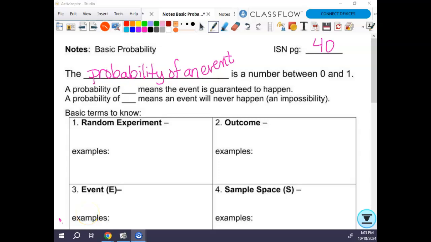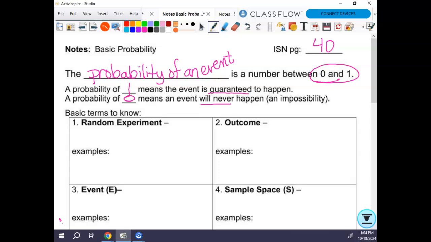So the probability of an event is always a number between 0 and 1. A lot of times we'll set them up as fractions, but they can also be decimals. But it's somewhere between 0 and 1. A probability of 1 means the event is guaranteed to happen, because it's like 100%. And a probability of 0 means an event will never happen, like there's a 0% chance that that would happen.